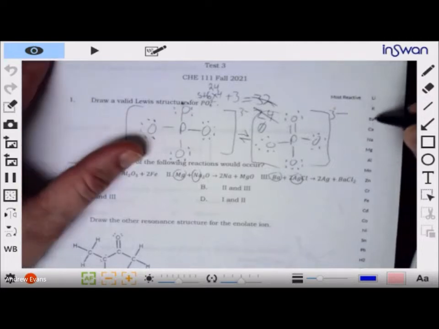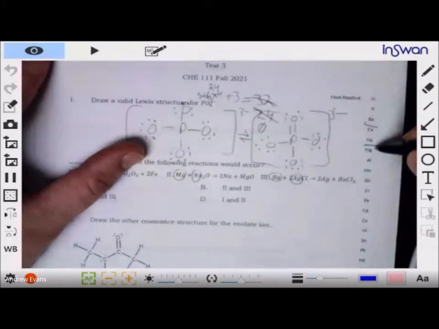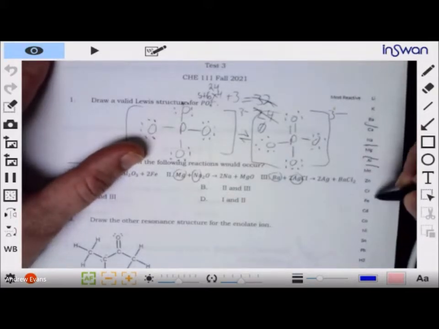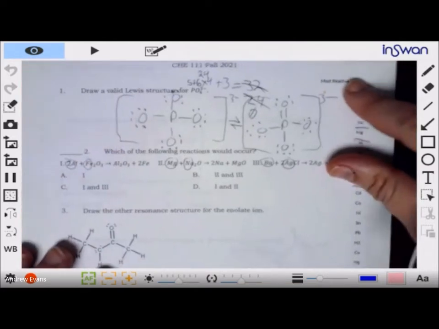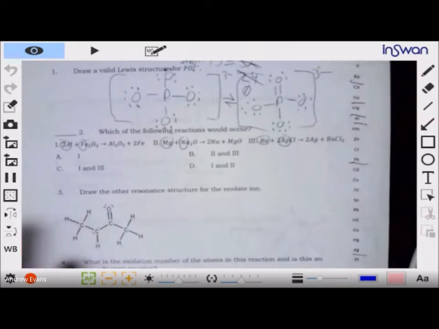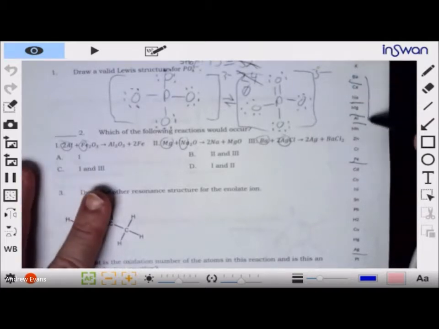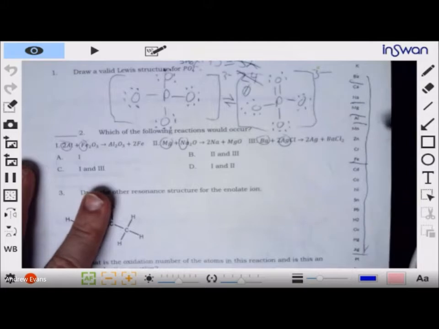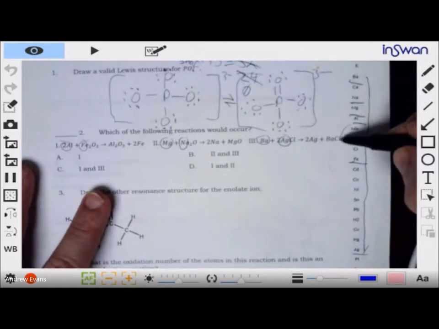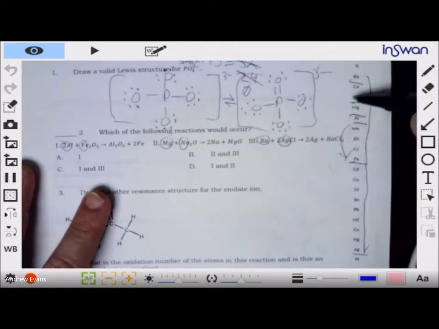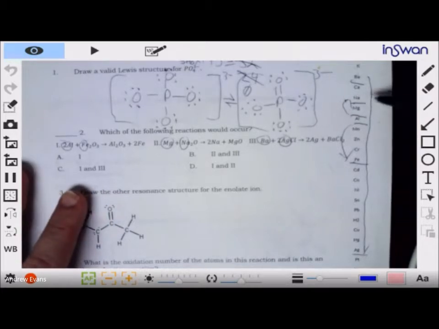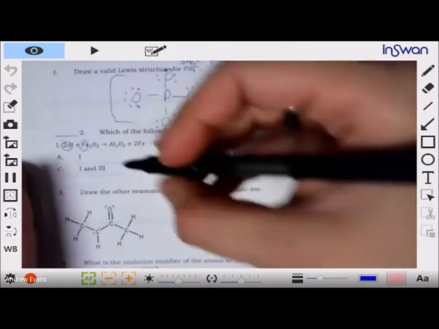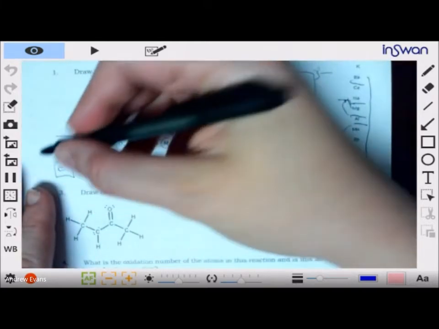So here is barium, here is sodium, here's magnesium, here's aluminum, here's iron, and way down on the bottom, just out of frame, is silver. So will barium replace silver? Most definitely. Will aluminum replace iron? Certainly. But will magnesium replace sodium? No. So the correct answer is answer C.